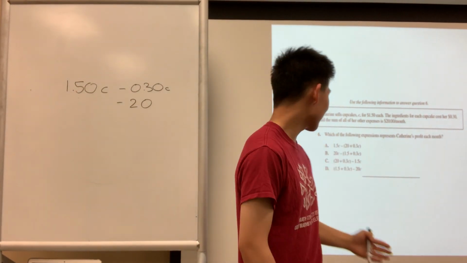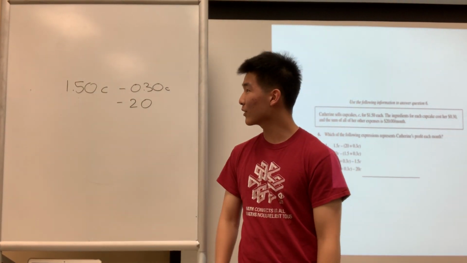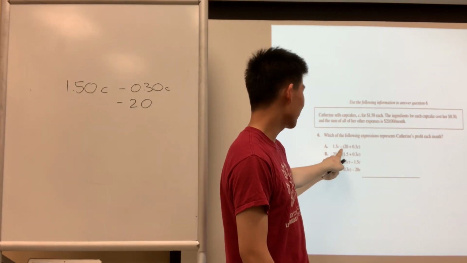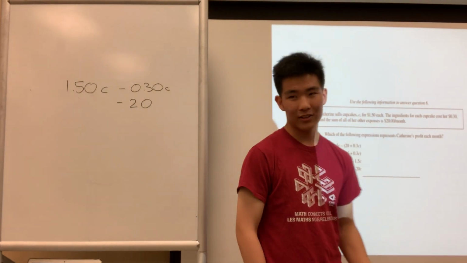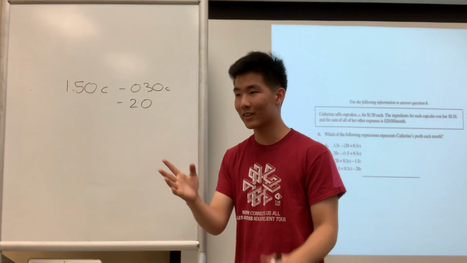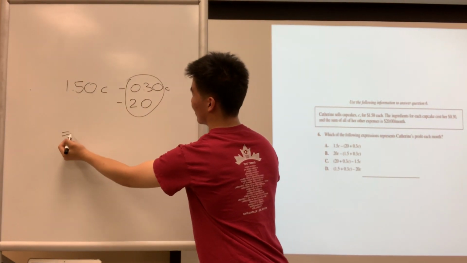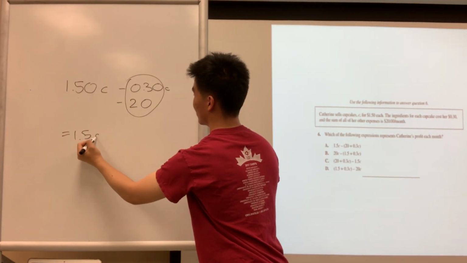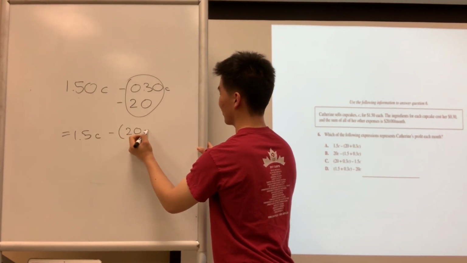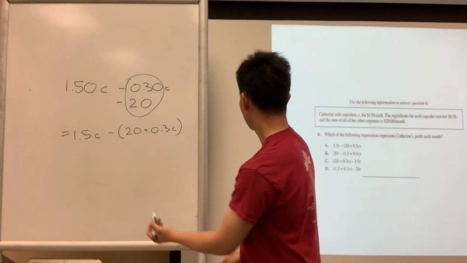So immediately I don't think any of these answers look like the answer that we have here, but the important thing to notice is the distributive property in answer A. If you try to factor out the negative sign on this part, what you end up getting looks like 1.5 C minus 20 plus 0.3 C, which is the correct answer.